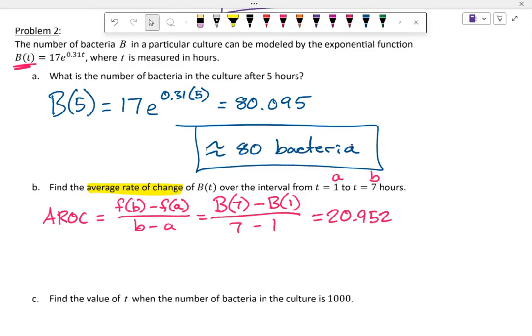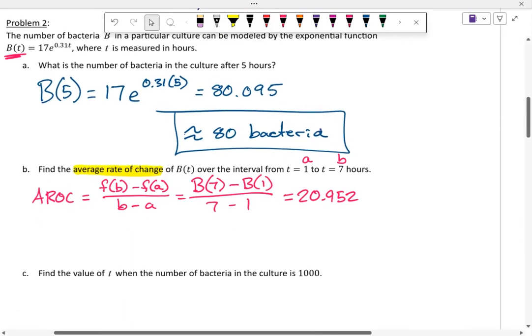Is it increasing or decreasing? Why? Because it's positive, right? We have a positive rate. So on average, the bacteria is increasing at a rate of 20.952. We had units. What would our units be for this one? Let's at least write that down. What's our units?